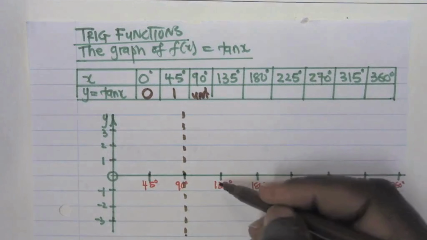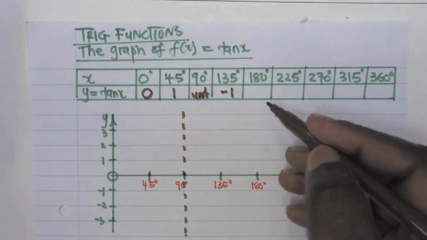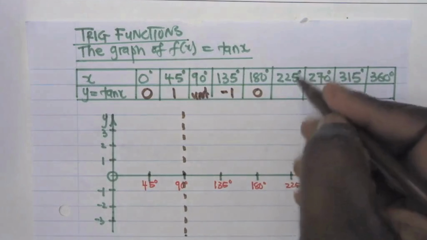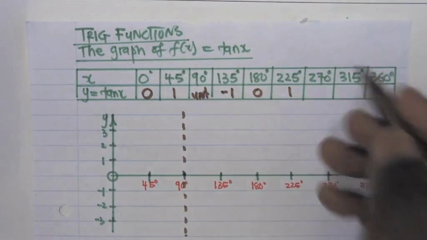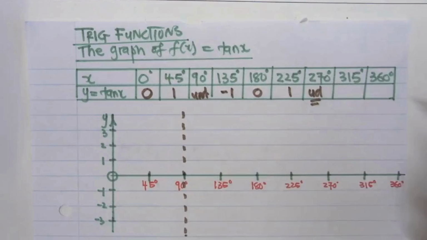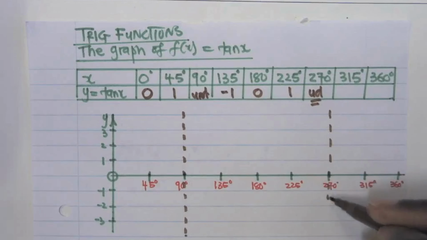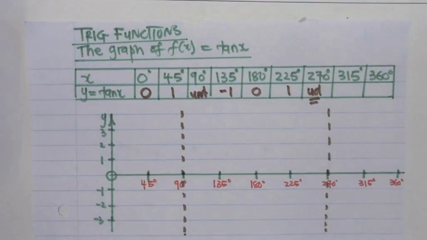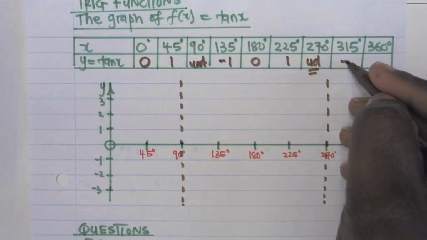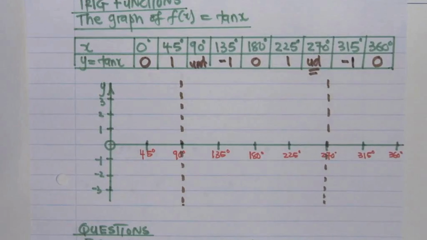Then when I move on at 135, I'm getting -1. At 180, I'm getting 0. At 225, I'm getting 1. At 270, I'm getting undefined here as well, so I'm going to draw an asymptote. And then at 315, I'm getting -1, and at 360, I'm getting 0.